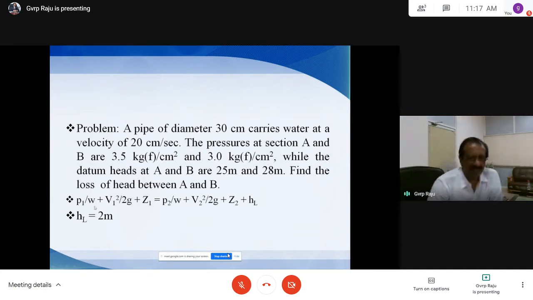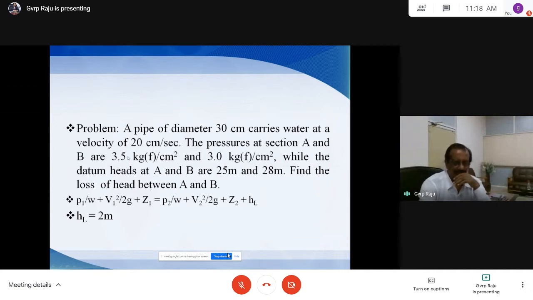Then the equation simplifies to P1 by W plus Z1 is equal to P2 by W plus Z2 plus HL. HL is the loss of head between A and B, which also has to be found out.